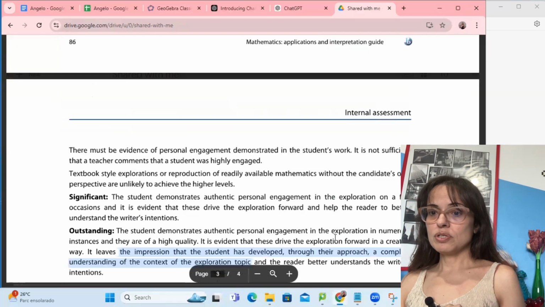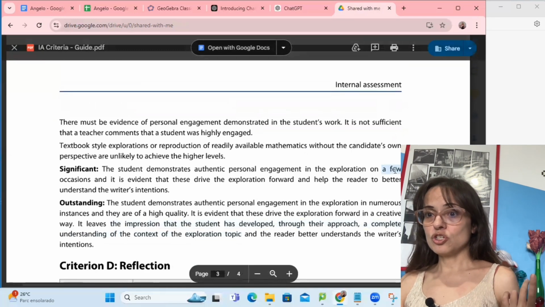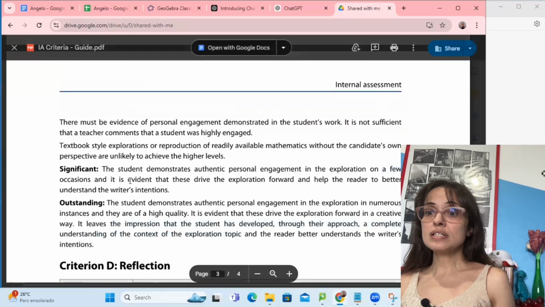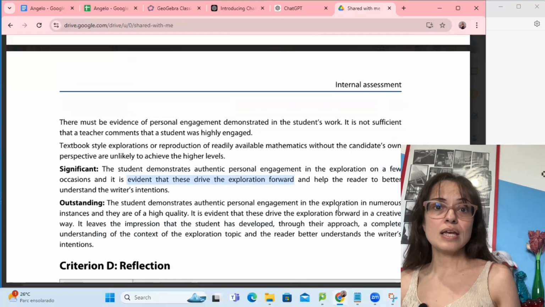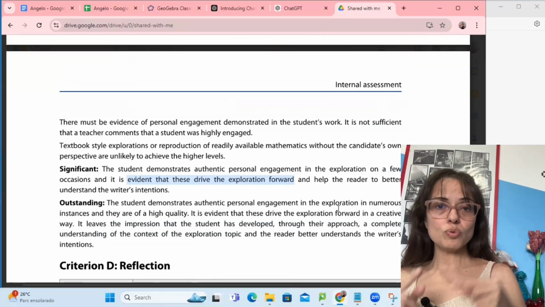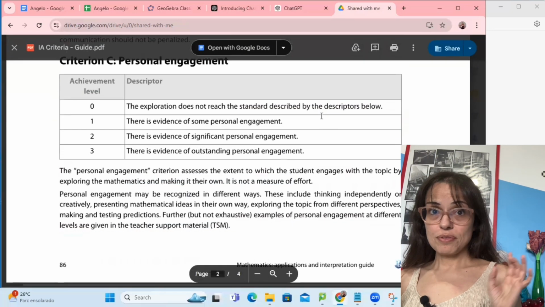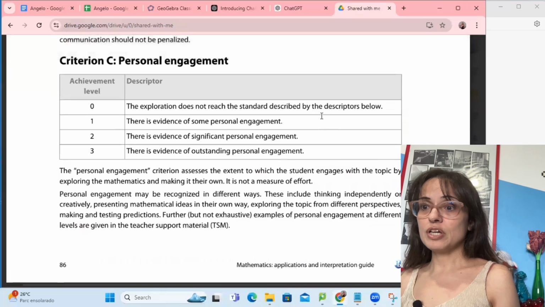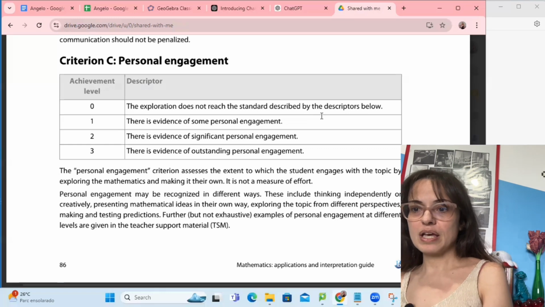Significant personal engagement, authentic personal engagement on a few occasions, and it is evident that these drive the exploration forward. Sure, I'm all the time saying, hey, I wonder about this, so I'm going to do that to figure it out. This is personal engagement. So I think we should read this paragraph. The personal engagement assesses the extent to which the student engages with the topic by exploring the mathematics.